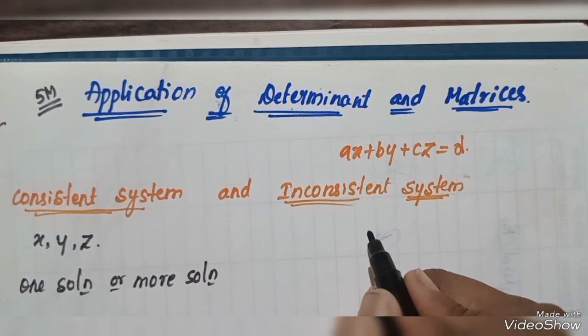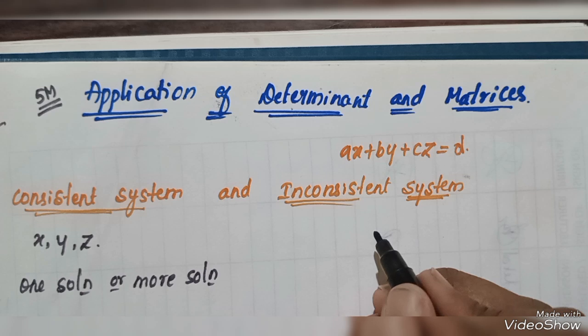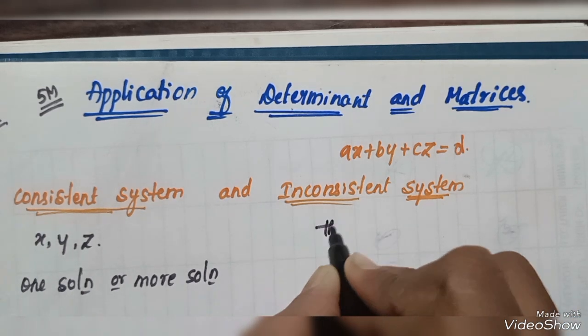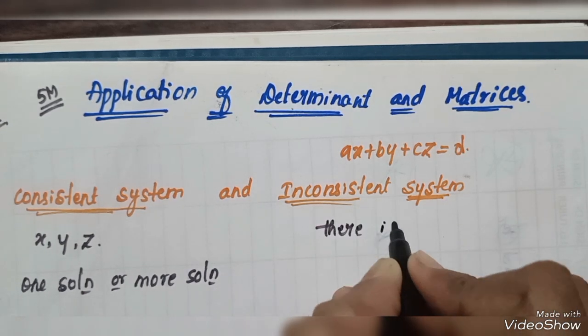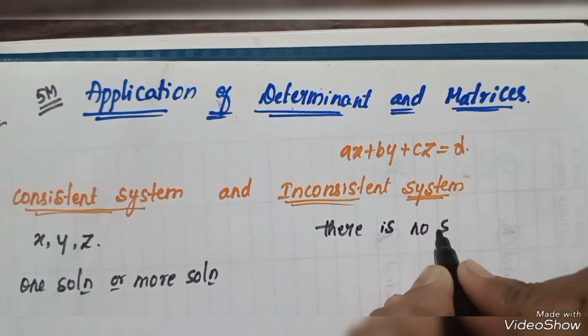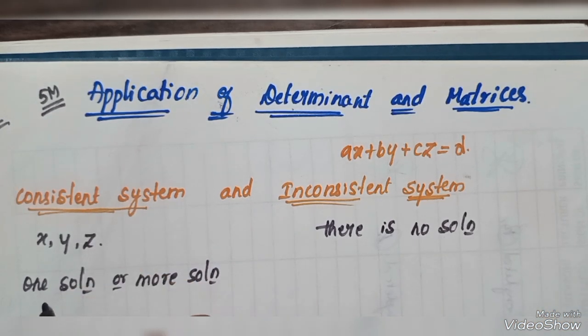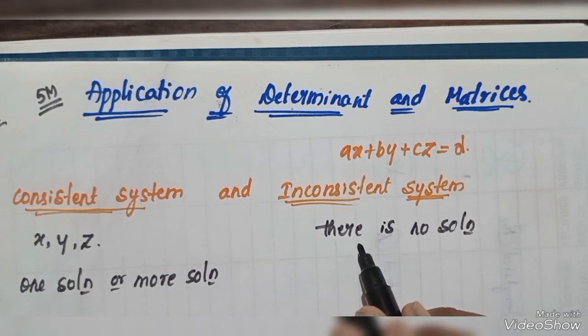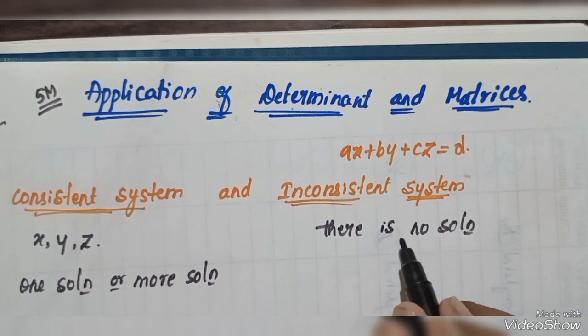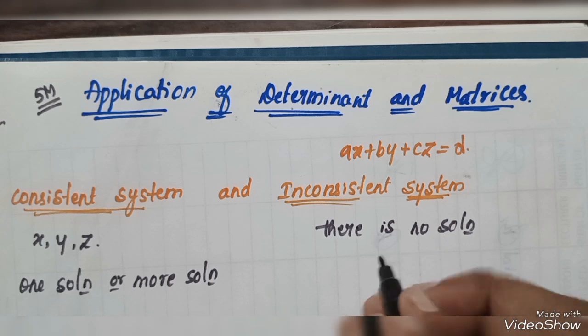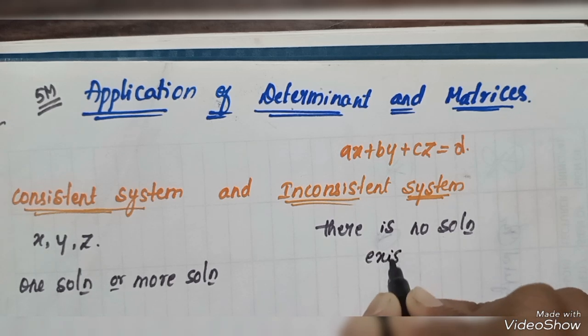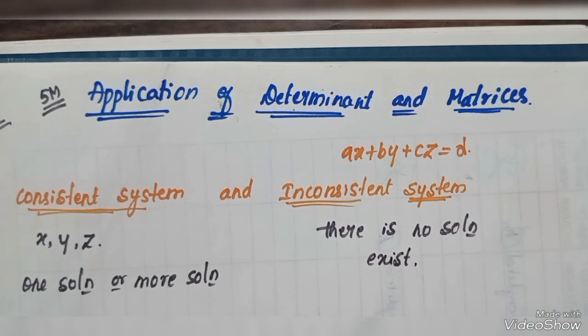Inconsistency means there is no solution. Consistency means we have a solution, it may be one or more. An inconsistent system means no solution exists.